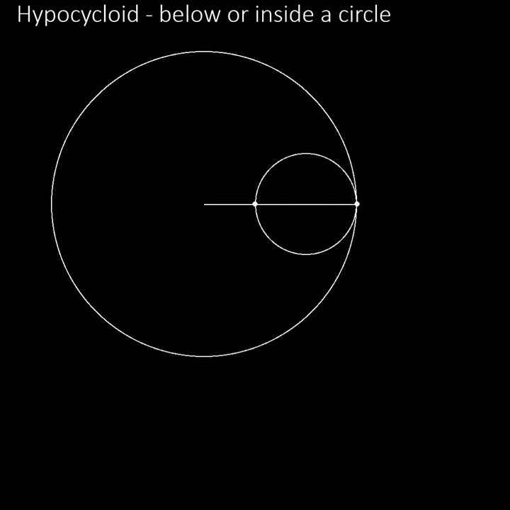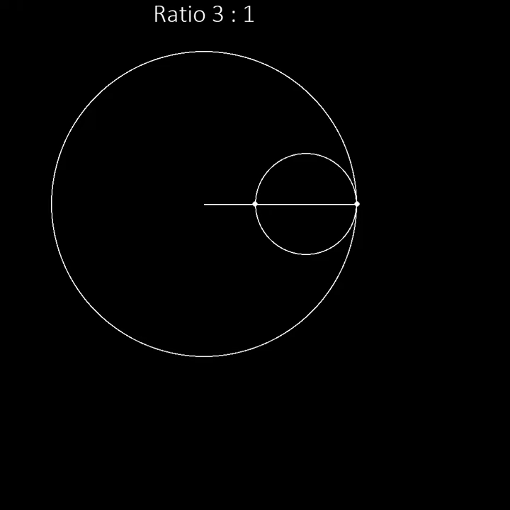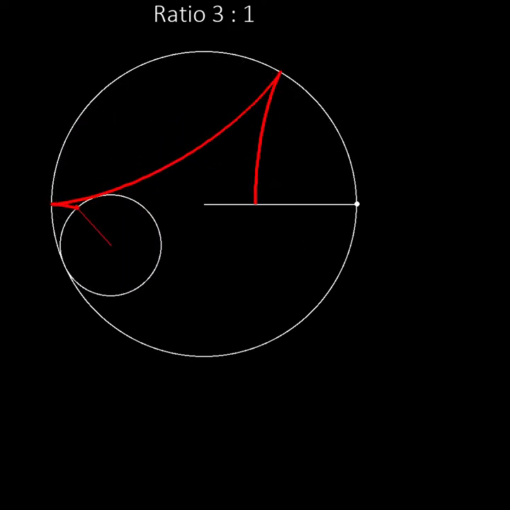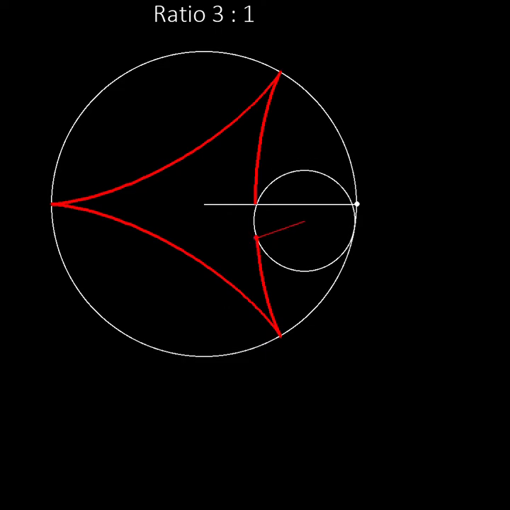In this case, the outer wheel is 3 times the size of the smaller moving wheel. So we say the ratio of the wheel sizes is 3 to 1. Tracing a point on the edge of the moving wheel with the red pen, we can see that the hypocycloid curve touches the outer wheel at 3 points as it goes around.